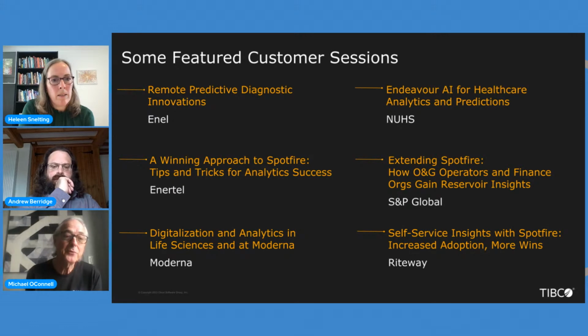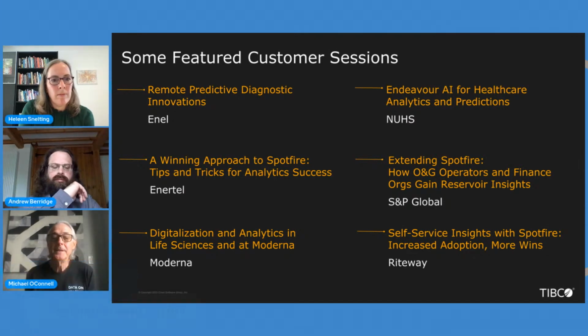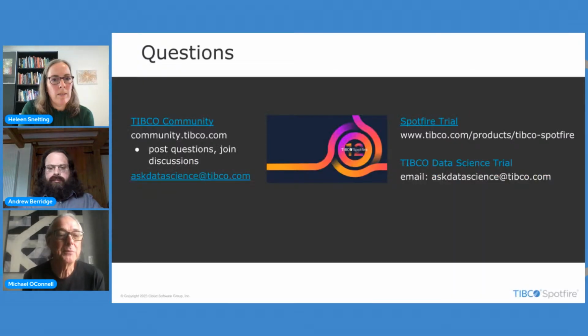Enatel, last year's hackathon winner, John Henderson, is going to really give his secrets away. So please come to that session. We have Pfizer and Moderna. We have NUHS in healthcare. We have Rightway in consumer goods. Done an incredible piece of work there with Spotfire, and then S&P Global for oil and gas. So really a good spectrum of sessions from multiple industries.